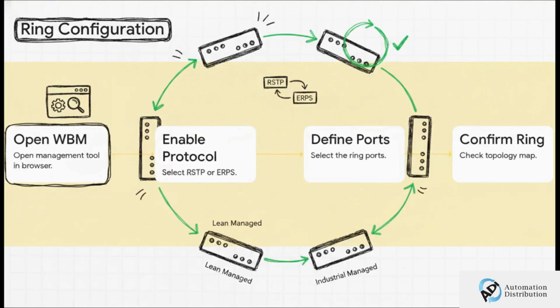And actually setting this up, it's incredibly straightforward. It really boils down to 4 simple no-code steps. Step 1, open the WBM tool in any web browser. Step 2, enable your chosen redundancy protocol, so RSTP or ERPS. Step 3, define which ports on the switch make up the ring. And step 4, just confirm you have a healthy, closed ring via that visual topology map.